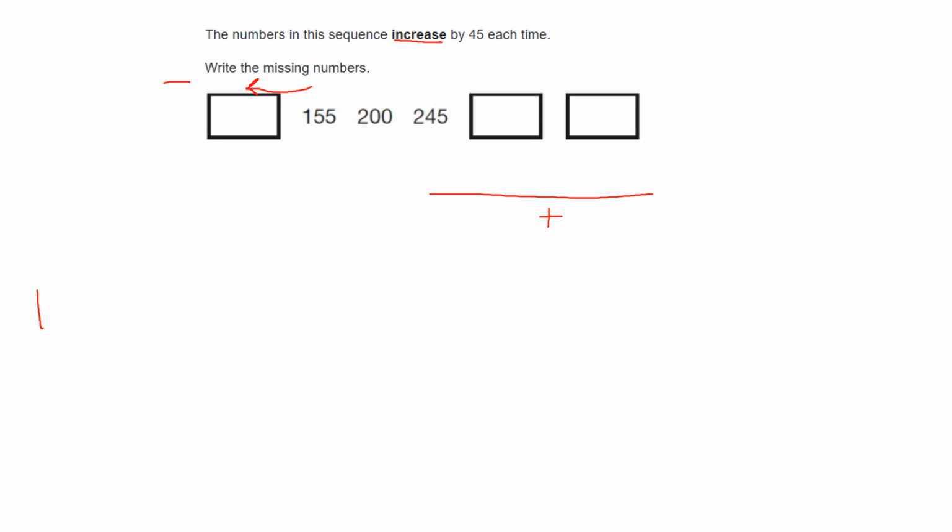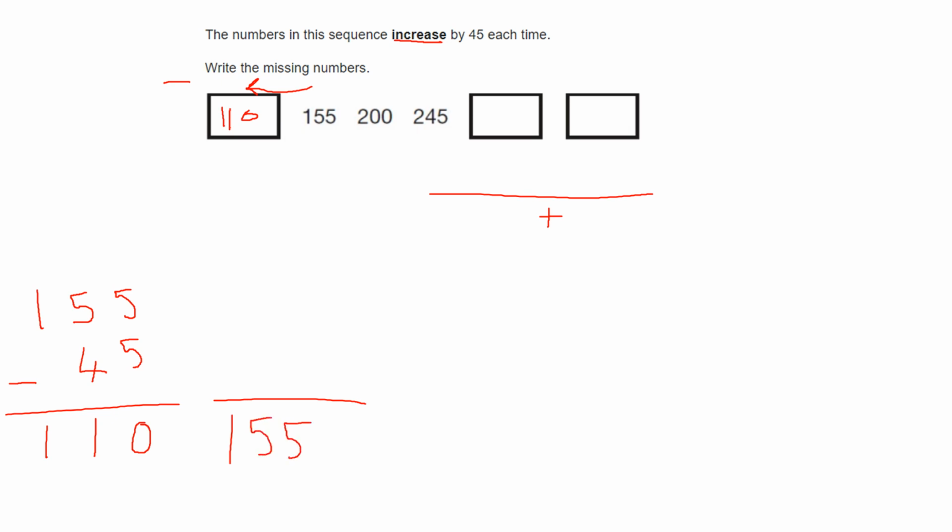So I've got 155. And instead of increase by 45, I am going to decrease to find my original number. So lovely simple calculation. 5 take away 5 is 0, 15 take away 4 is 1, 1 take away nothing is 1. Now, of course, I could do the inverse of that calculation to double check that I am right. So I know that I want my answer to be 155.